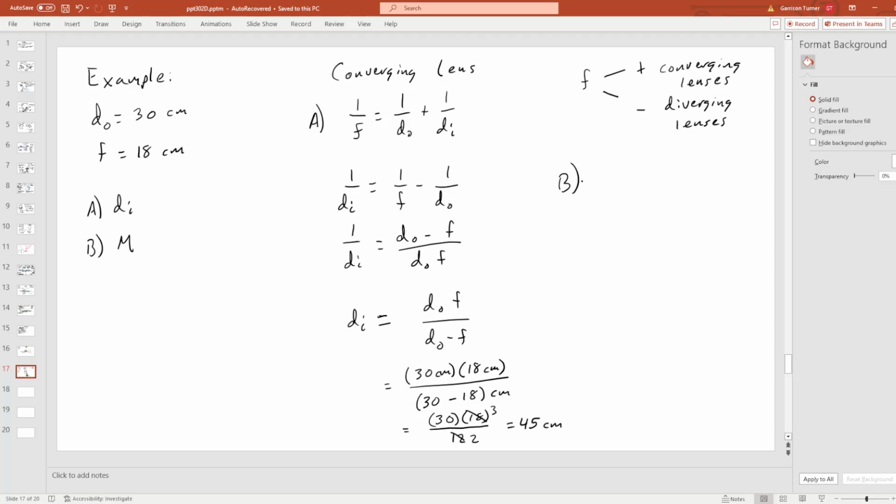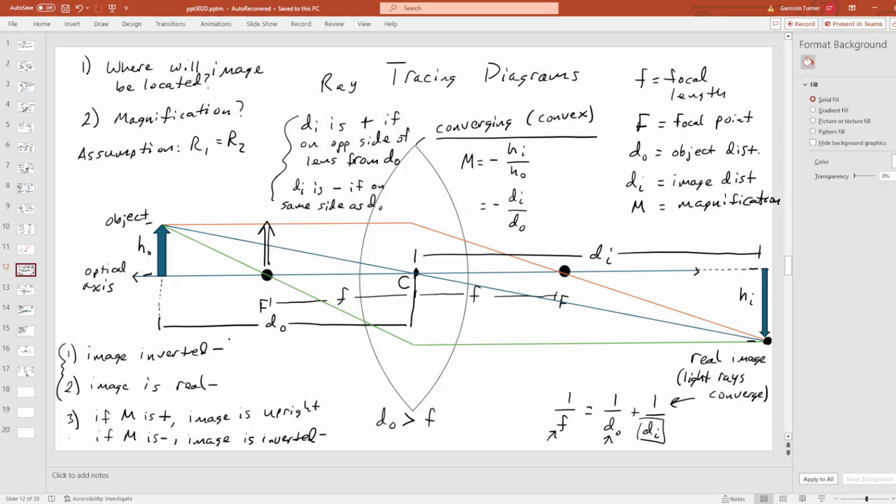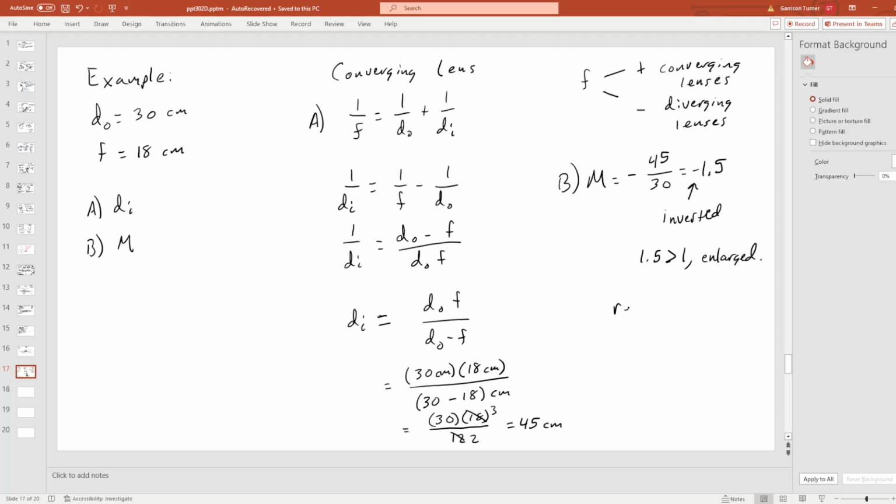And so our magnification then is going to be equal to negative 45 over 30, or negative 1.5. The negative sign means it's inverted. And since 1.5 is larger than 1, this means it's magnified or enlarged. Let's use enlarged because it's magnified either way, but enlarged means your image is bigger than your object. And because our rays are converging at this specific spot, we can claim that our image is real.